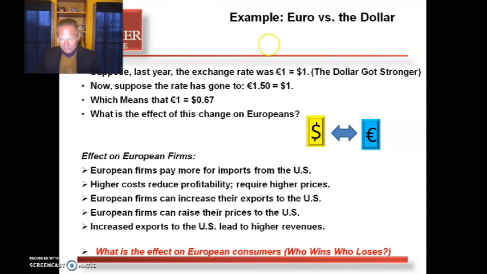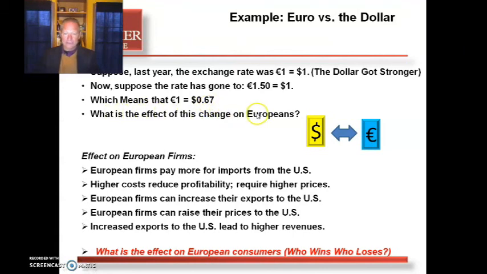So let's say that again. Suppose it was 1-to-1. And then all of a sudden the dollar gets stronger, and now it goes to €1.50 to $1, which means the dollar got stronger, the euro got weaker. That also means that €1 used to buy $1, and now €1 will only buy 67 cents. I hope you got it. So far, you've got to have that.